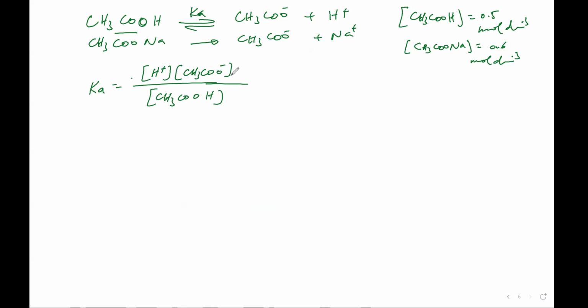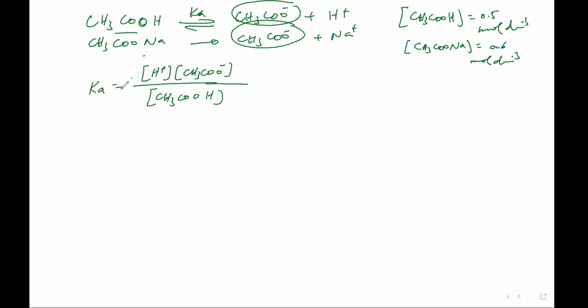If you do that, it will be very wrong, because the ethanoate ion does not come from the acid only, but it comes also from the salt. So the concentration of the ethanoate ion is not equal to the concentration of the H positive. It's not 1-to-1 now, because a big part of the ethanoate ion comes from the salt. So you cannot assume that the ethanoate ion concentration is equal to the H positive concentration. So we will not do that.